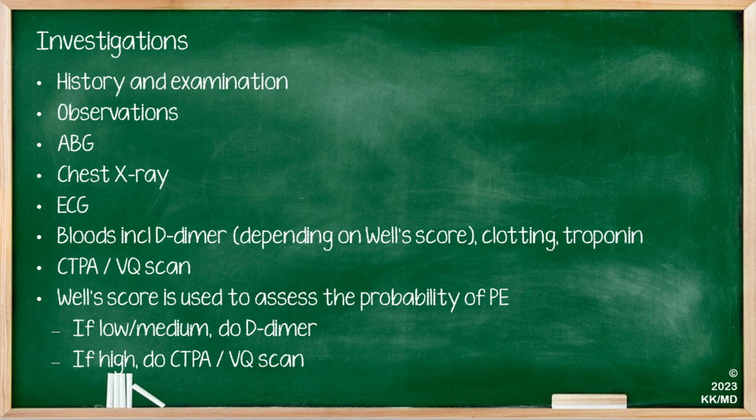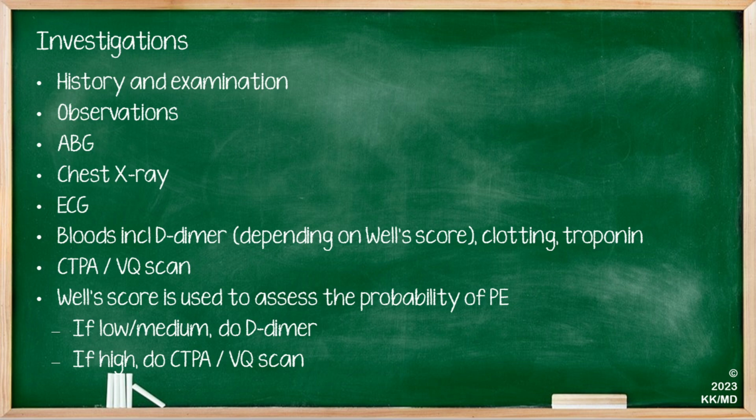They will also require a chest X-ray, ECG and ABG. Bloods should be done, including a D-dimer depending on the Wells score, which we will discuss in the next slide, as well as a clotting screen and troponin, in addition to the other basic biochemistry and hematology tests. A CTPA or VQ scan will subsequently need to be performed in order to definitively find the embolism.